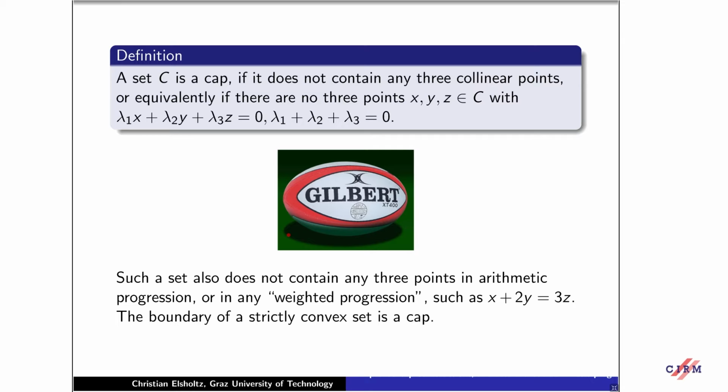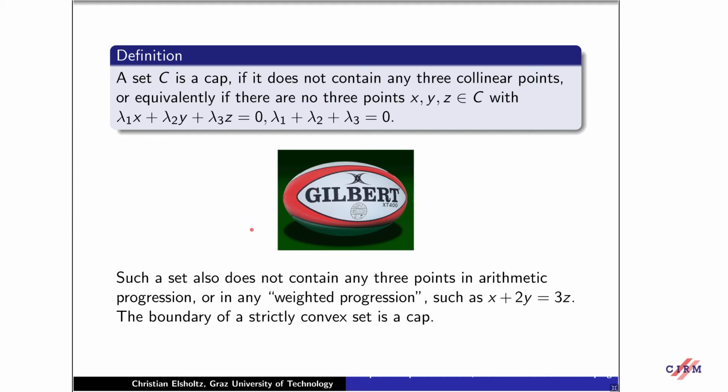An important special case here is the arithmetic 3-progressions. Here you would have the coefficients 1, minus 2, and 1, so x minus 2y plus z equals 0, and the coefficients 1, minus 2, 1 add to 0. So an arithmetic progression is a special case. But of course, no 3 points on a line would also allow weighted progressions where the middle point is not really in the middle but more asymmetrical. That can all be expressed with the coefficients lambda 1, 2, 3, which I mentioned.